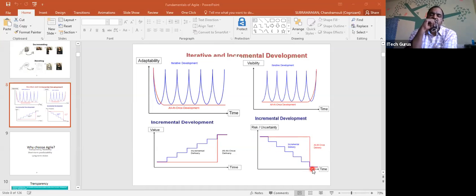But you know what is the philosophy of agile? Any guess? Never fail is the philosophy of a traditional. What is the philosophy of agile projects? Fail to succeed.